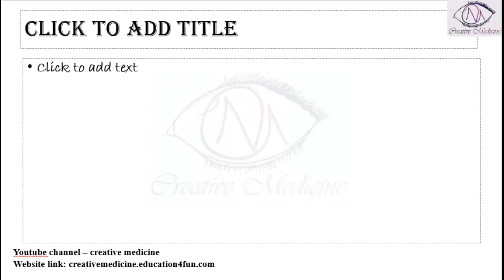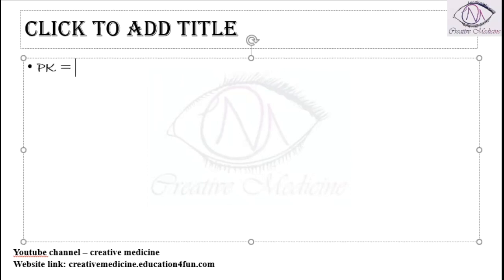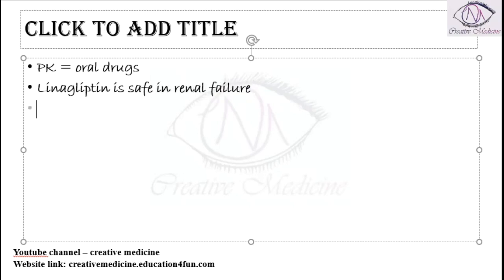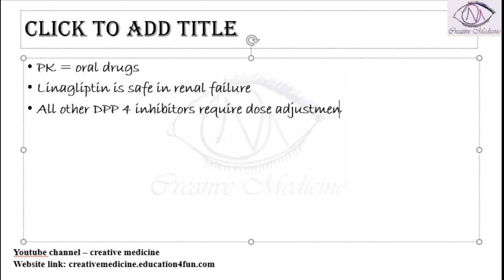Now the uses. First, pharmacokinetics: these DPP4 inhibitors are actually oral drugs. Among these, linagliptin is safe in renal failure. All other DPP4 inhibitors except linagliptin require dose adjustments in renal failure.